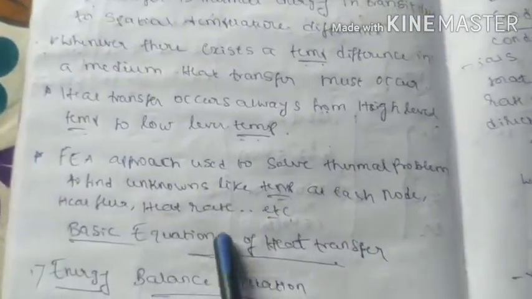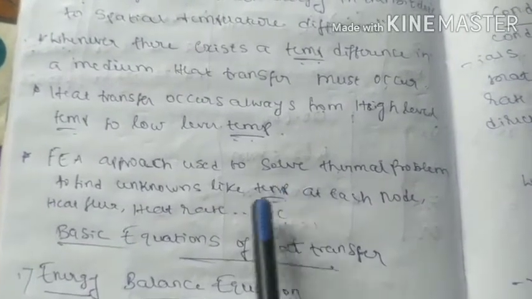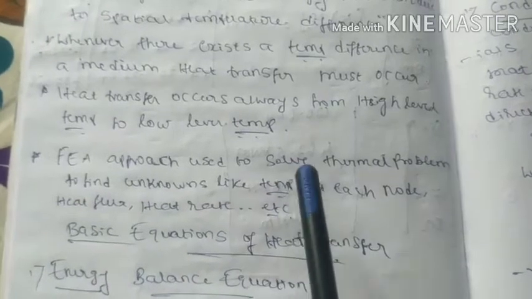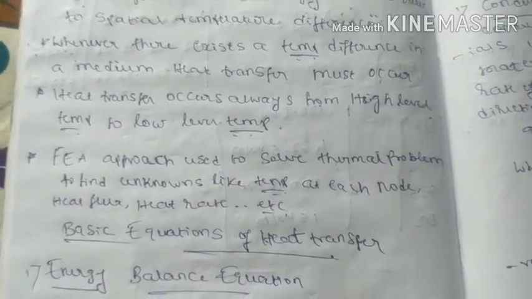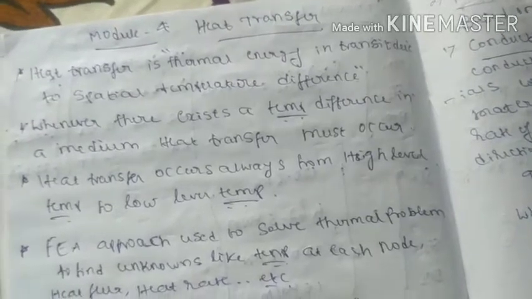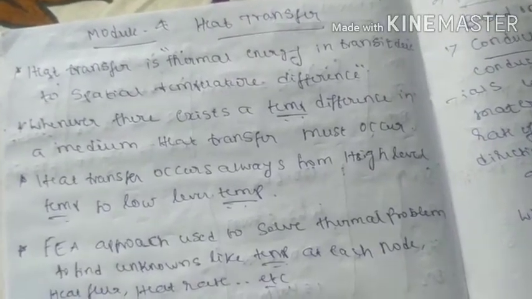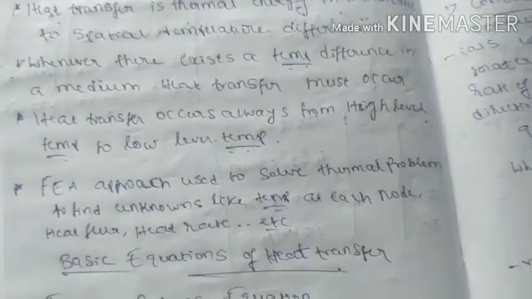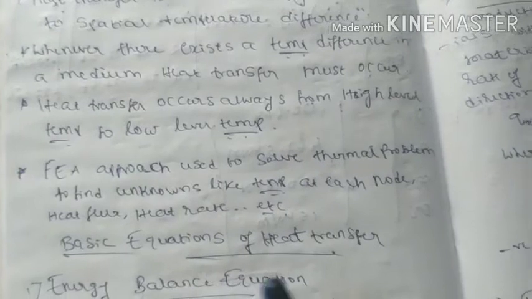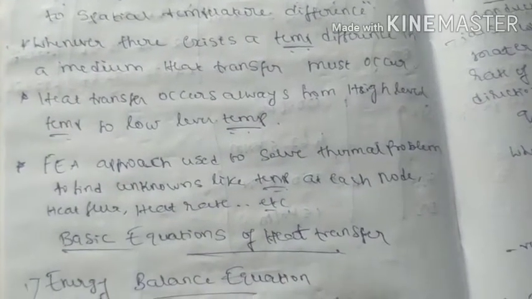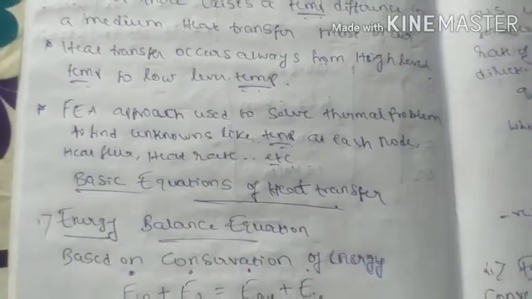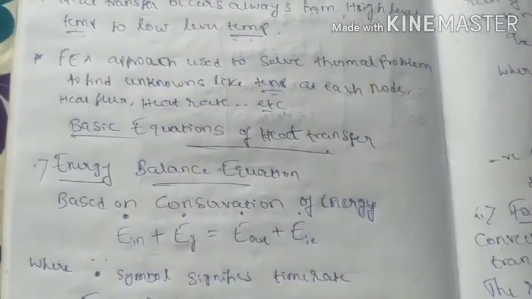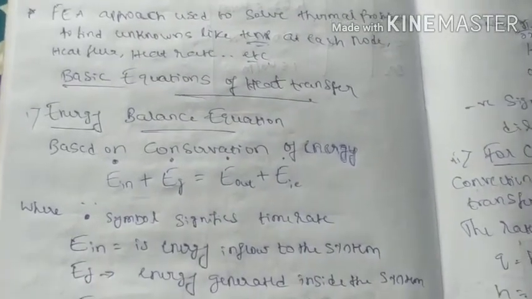Now the FE approach is used to solve the thermal problem, to find unknowns like temperature at each node, heat flux, heat rate. In the heat transfer subject we calculate heat flux, heat rate, and temperature at different points. The same thing using the FE approach, we are going to solve for those unknowns. So in order to begin with the FE approach, we require some basics, so we'll take up the basics, the equations of heat transfer.